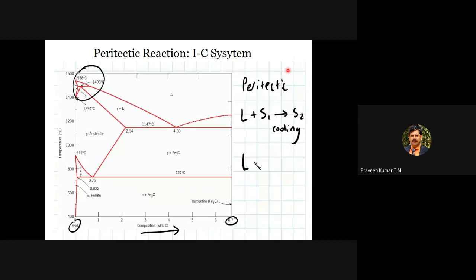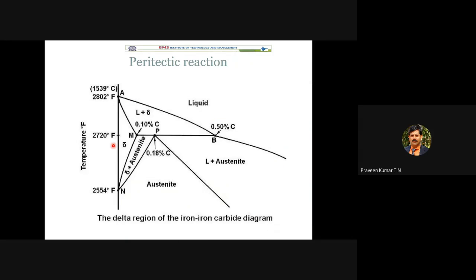So now there is one more peritectic reaction. This particular reaction takes place at 1493 degrees Celsius. We have molten metal of iron and the solid. Solid is nothing but delta iron. It transforms to one more solid, which with respect to the iron carbon diagram is gamma. So this is a peritectic reaction.